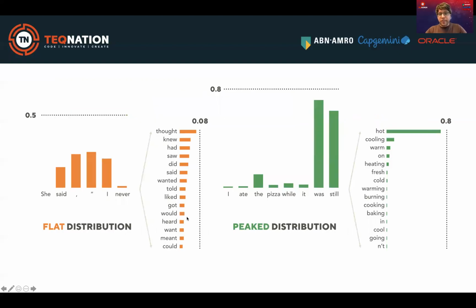When the encoder is encoding the sentence, it looks at the distribution of words that follow in your corpus. The decoder tries to predict what will be the next word. If you look at these two distributions, you see that in a peaked distribution, we can see right away, or even the decoder can predict, what will be the next word: hot. But in a flat distribution, it's not that clear. The certainty about which word is relatively low.